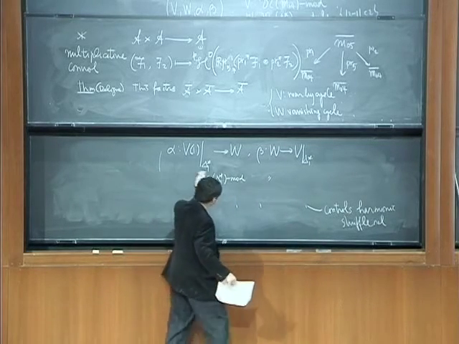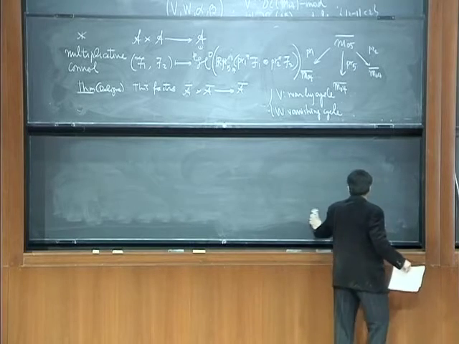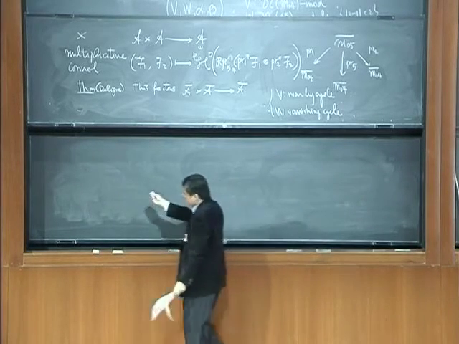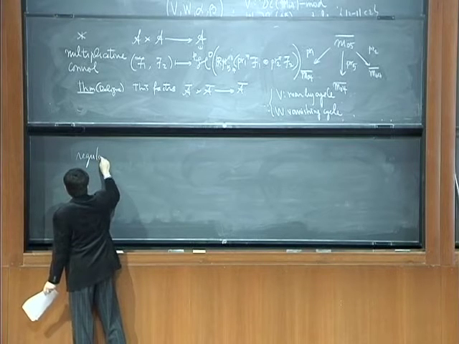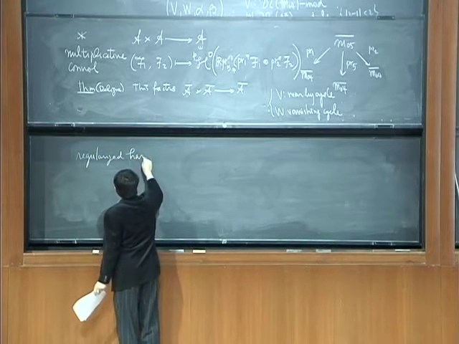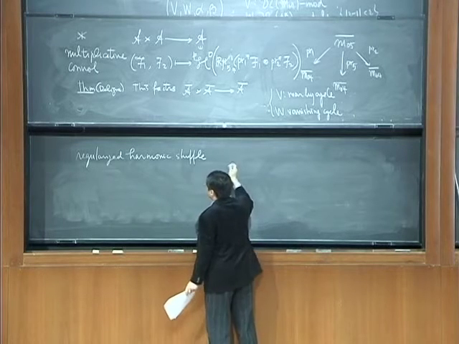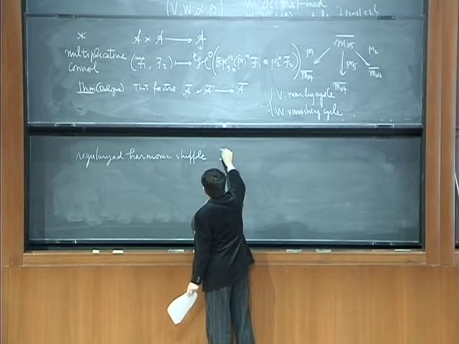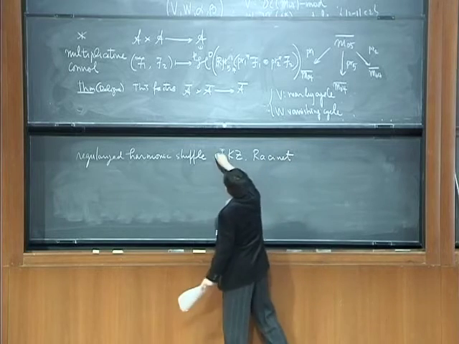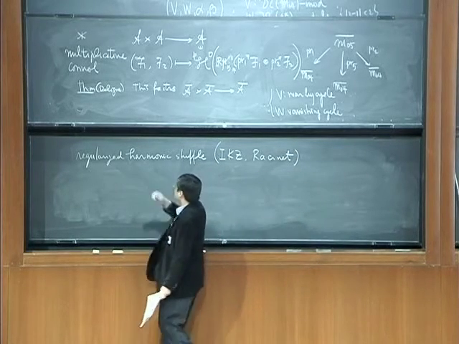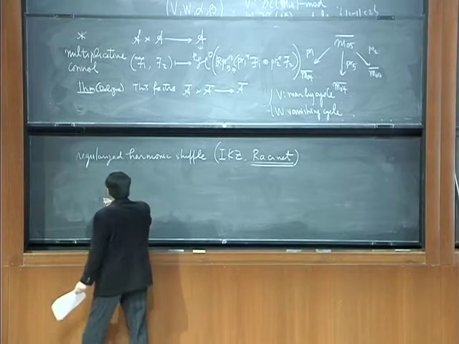I should mention the historical literature for the regularized harmonic shuffle relation, but I have no time, so I want to omit it. The shuffle relation was studied by many people. Some of the interesting people are Ihara, Kaneko, Zagier, and also Racinet. They began this regularized harmonic shuffle relation independently, but I prefer Racinet's formalism.